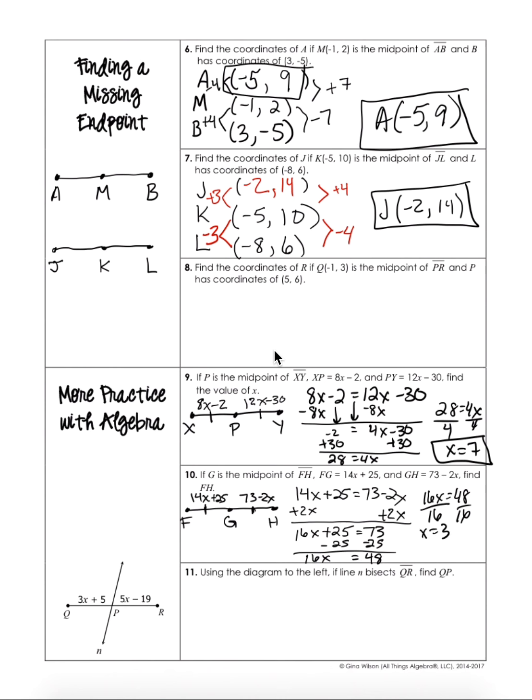So I go back. In geometry, I always go back. I don't necessarily stop with x. It doesn't say find x, it says find FH. So now I've got to plug in that 3. I'm going to start with FG: 14 times 3 plus 25. That's 42, plus 25 is 67. And these should both be the same, because when you plug in 73 minus 2 times 3, 73 minus 6 is also 67. So when I add those together, FH is going to be 2 times 67, which is 134.